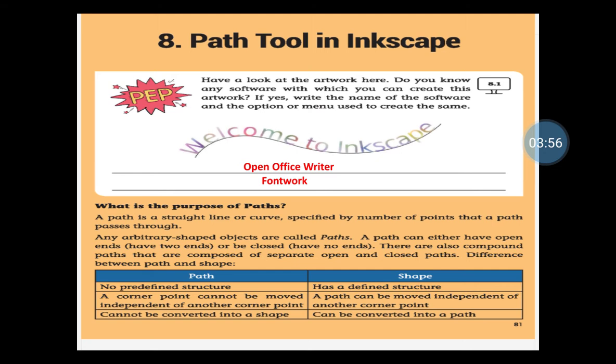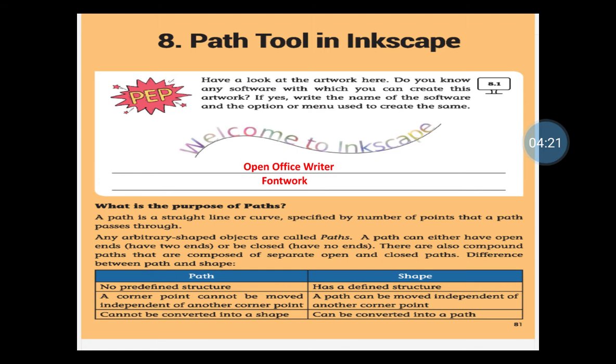First we will see the difference between path and shape. So here these are the differences between path and shape. For path there is no predefined structure. There is no structure for the path. We can create any type of line. There is a curved line or you can create the straight line. There is no specified structure.